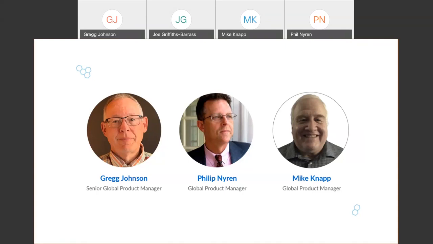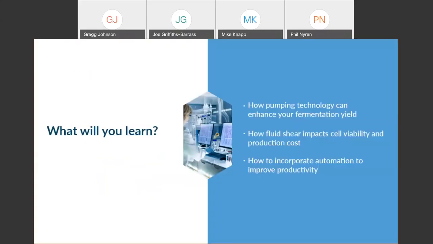Okay, so just touching on the 3 learning objectives. Today's topic: optimizing cell culture workflow with peristaltic pumps. We'll deal with the mundane part of the process, moving fluids in each step of the workflow, and how optimizing these simple fluid systems can help improve the cell culture result and increase yields, which is obviously really important. So in short: how fluid shear impacts cell viability and production costs, how pumping technology can enhance your fermentation yields, and how to incorporate automation to improve productivity. So that's what you're going to get from today. I hope you're ready for this. I'm now going to hand you over to Greg.